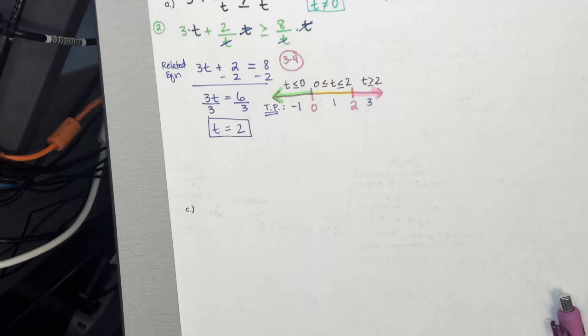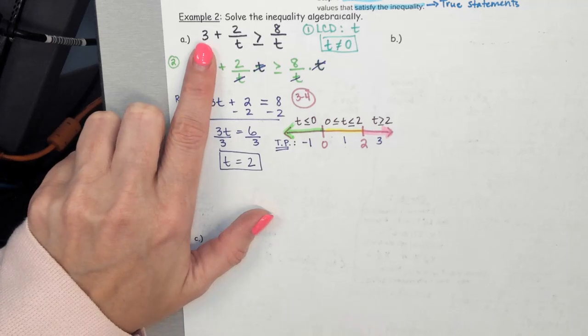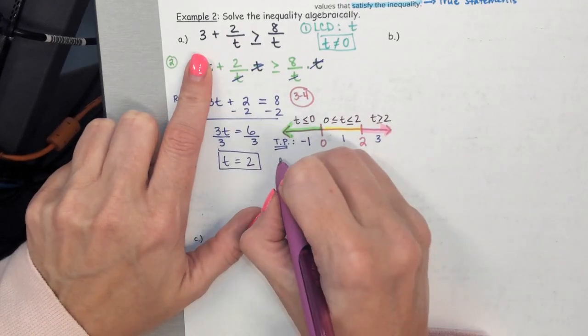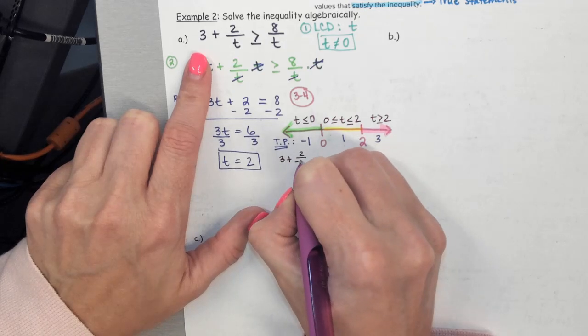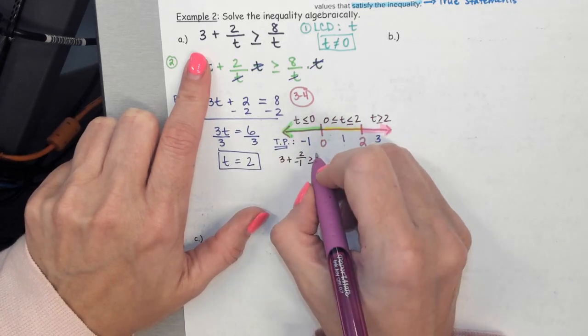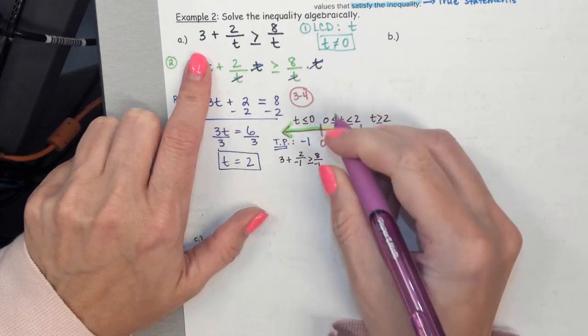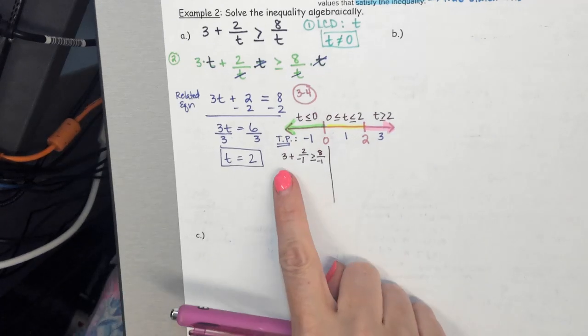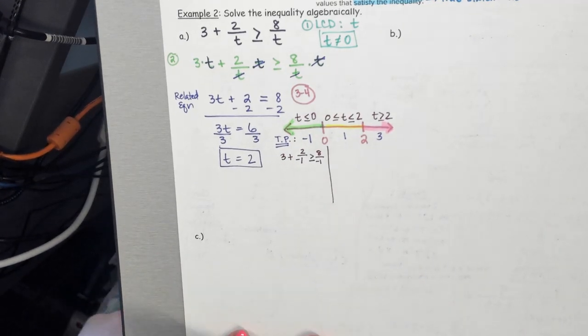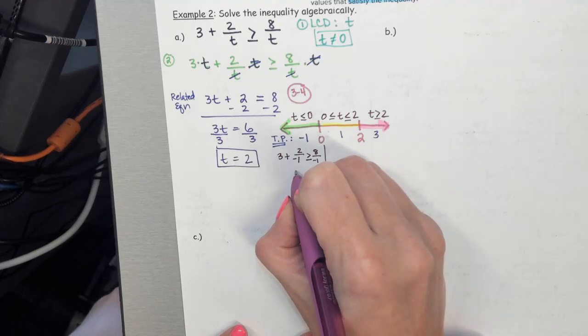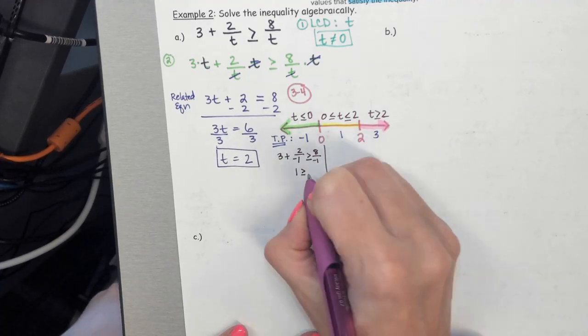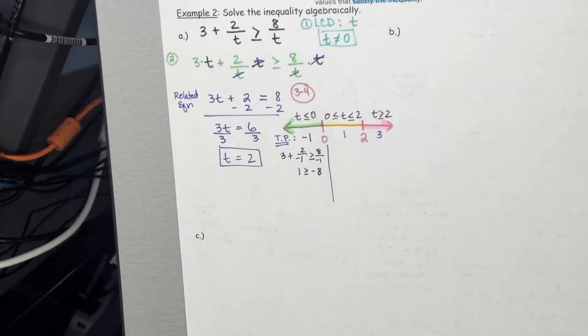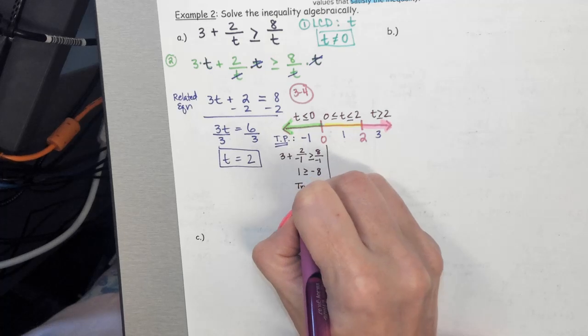So to figure out if they're true or false, we just plug it into your original inequality. If you plug in -1, this is 3 plus 2 divided by -1 is greater than or equal to 8 over -1. Well, what's 2 divided by -1? Just -2. So this is 3 plus -2, which is going to be what? Yep. And then 8 divided by -1 is -8. So that's going to be a true statement.